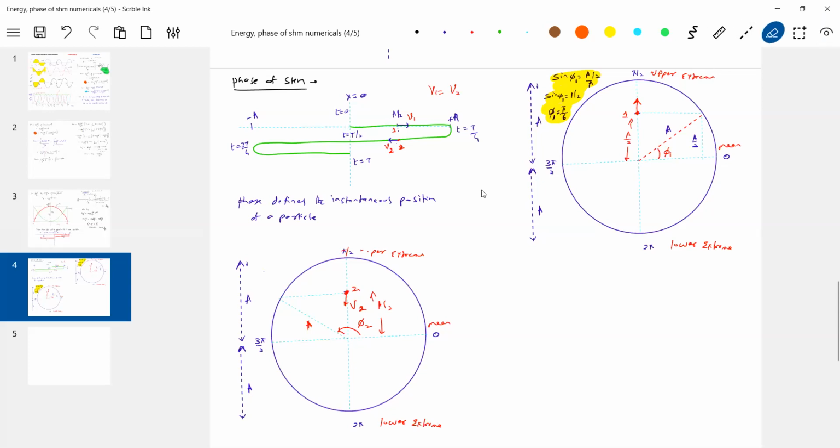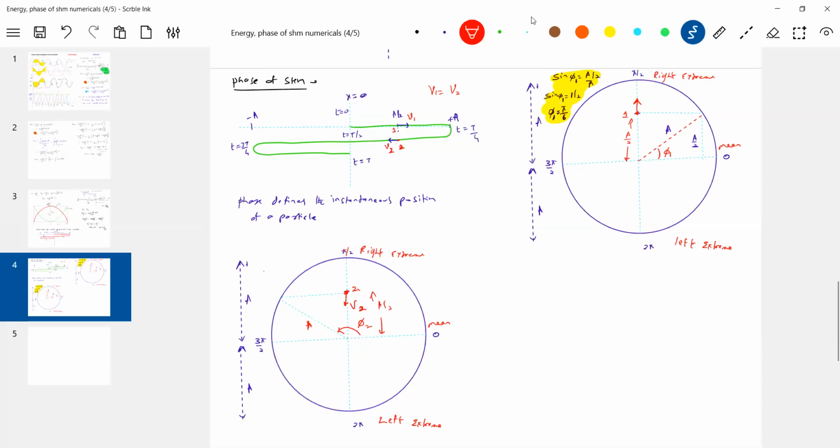I'll do a correction. Some are asking, sir, is it horizontal or vertical oscillation? Horizontal only. Let me write right extreme, left extreme. Right, left extreme. Right, left extreme. Okay, this one.